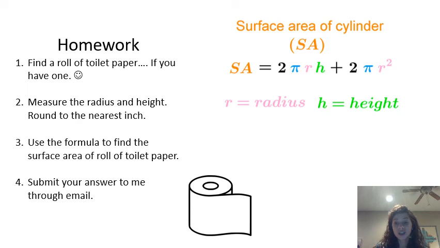And then you're going to submit your answer to me through email. So if you have a way to take a picture and send it to me, that's fine. If you just want to type it out this time, that's fine. But you need to write down what the radius and the height is. Because if you just send me an answer, I have no idea if you got it right or wrong based on the numbers. So you'll say R equals 3, H equals whatever. My answer is blah, blah, blah. Okay, so not a big assignment, but I think it'll be an effective one.